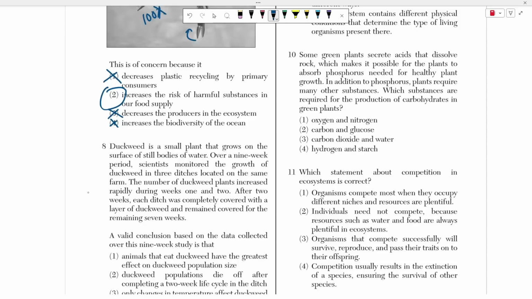Okay? A valid conclusion based on this data collected over the 9-week study is that choice 1, animals that eat the duckweed have the greatest effect on duckweed population size. Well, that's not what happened, right? Over a 9-week period, scientists monitored the growth of the duckweed, right? And the number of duckweed plants increased rapidly during weeks 1 and 2, and after 2 weeks, each ditch was completely covered. So if each ditch was completely covered for 7 weeks, if this is a body of water, and it's covered by this duckweed, let's say that's in the yellow, no one is eating that duckweed if it's still covered for 7 other weeks.